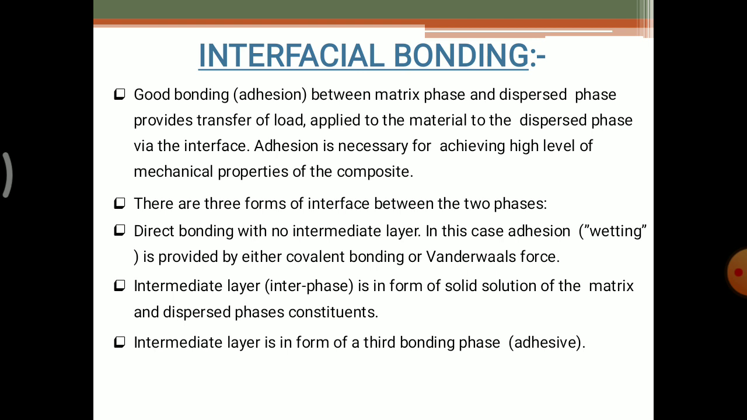Interface means the topmost surface area of the material, which we have shown as the bonding structure. Adhesion is necessary for achieving a high level of mechanical properties of the composite. Adhesion means bonding, that is known as good bonding, which is used like a gum here.